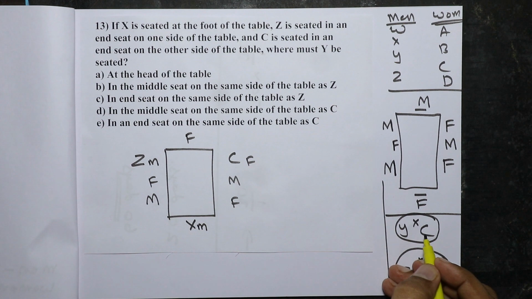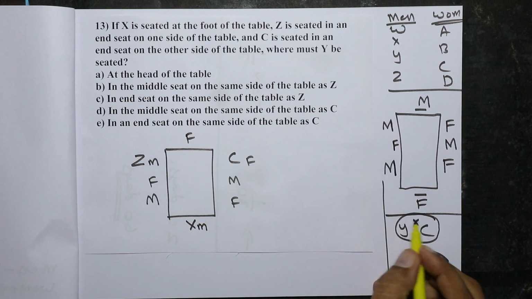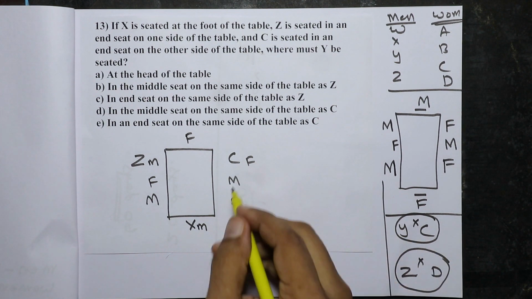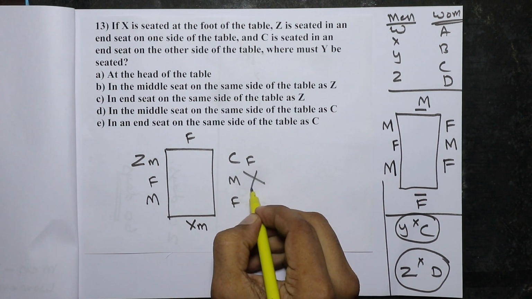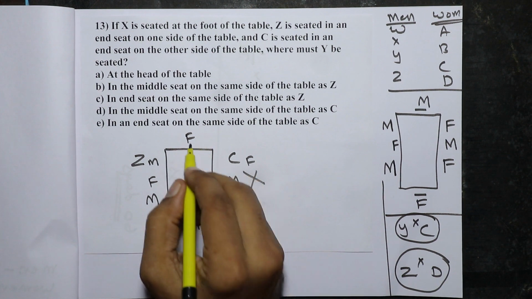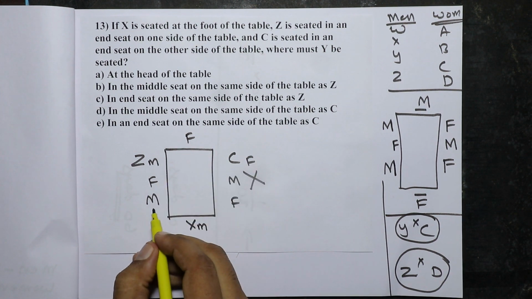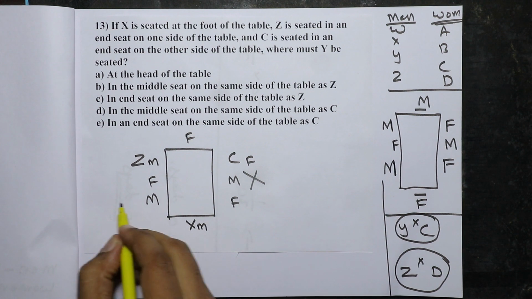Now as per this condition, C and Y cannot be on adjacent seats. So this cannot be Y. This male cannot be Y. So this is not possible. This is female. So this cannot be Y. So the only male left is this. So this has to be Y.